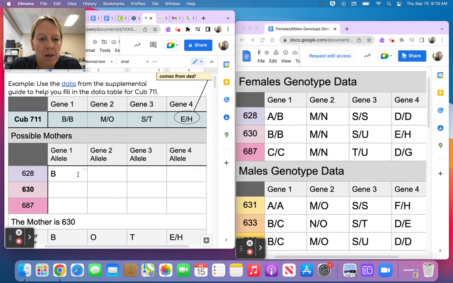And then I'm going to go gene by gene. Okay. For lion 630, this lion had a B and a B, and this cub had a B and a B. So this lion could have given that cub a B as well. This was Lulu, actually.